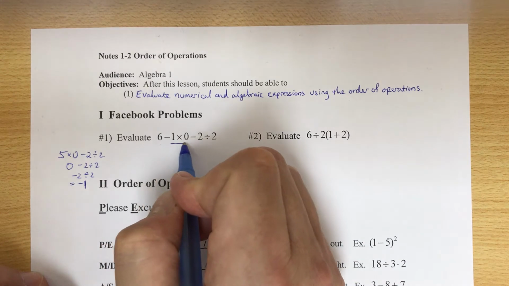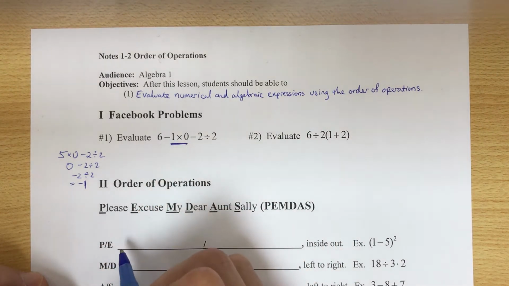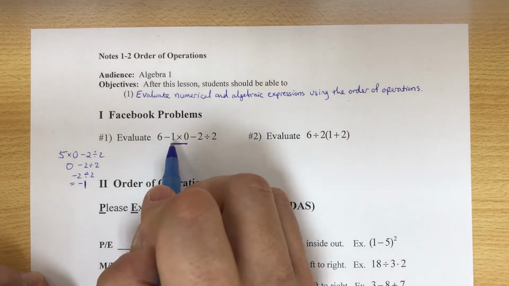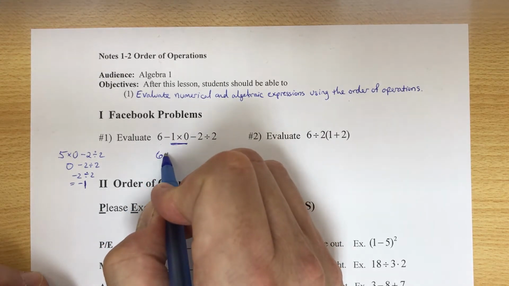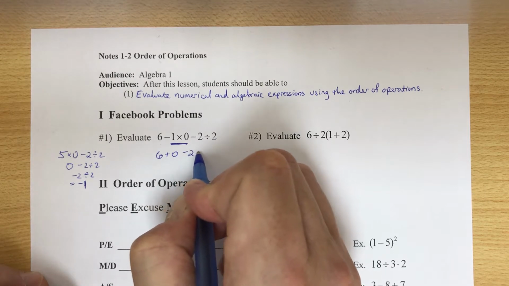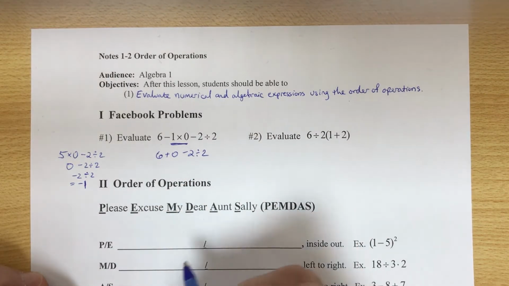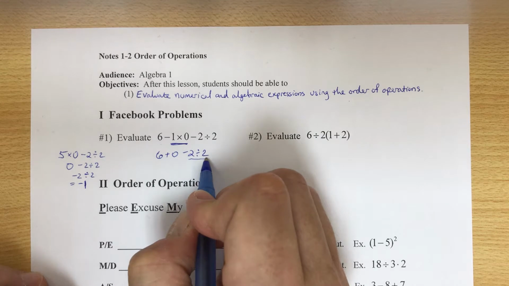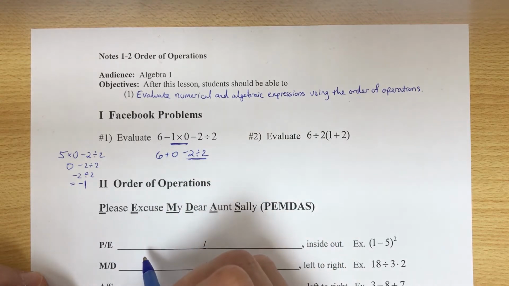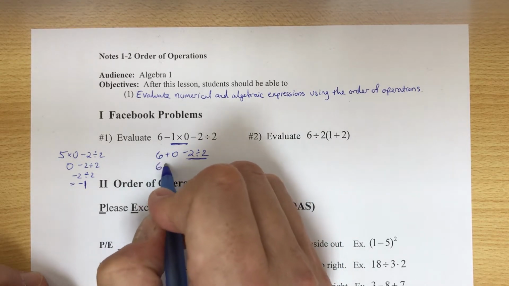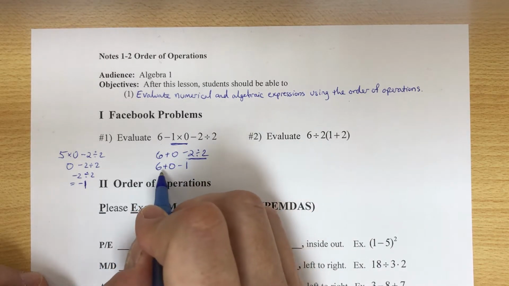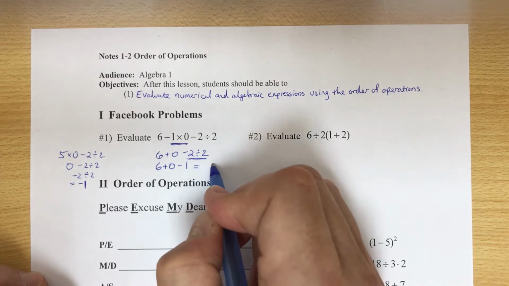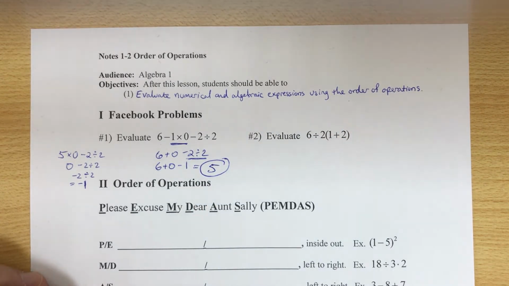Because what we do first is we multiply. So negative 1 times 0 is 0. So this is 6 plus 0, minus 2 divided by 2. And then we do division, and negative 2 divided by 2 is negative 1. So we have 6 plus 0 minus 1. Now we go left to right, that's 6, subtract 1, and the answer is 5. That is the correct answer.